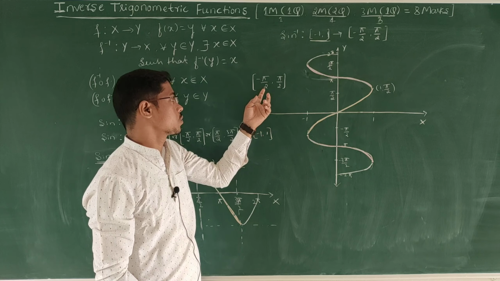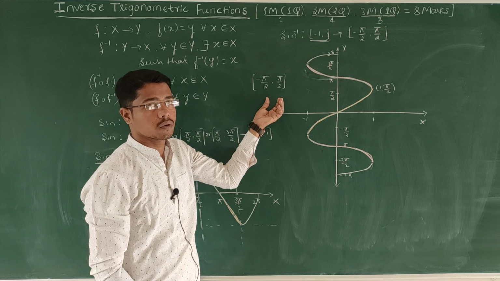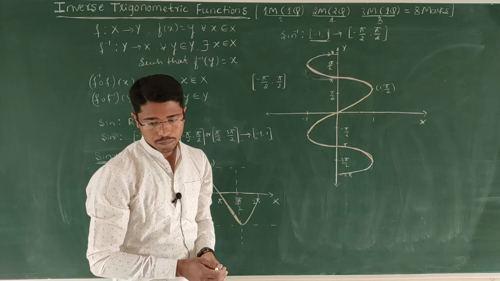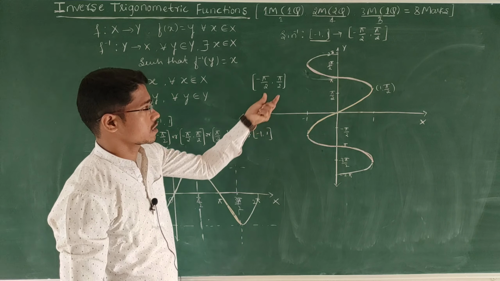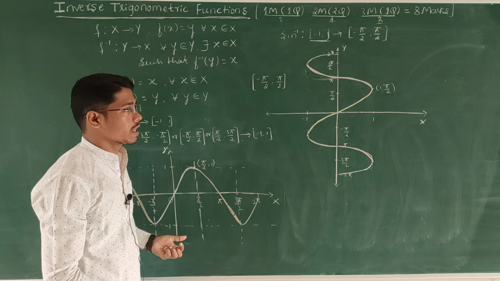At that time you should write the closed interval minus pi by 2 to pi by 2. So this is about sine inverse, how it will exist. Simply, it will exist.